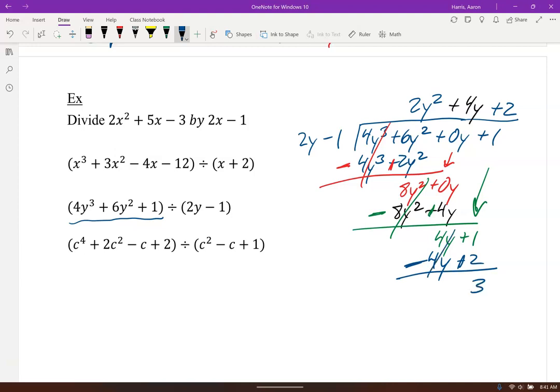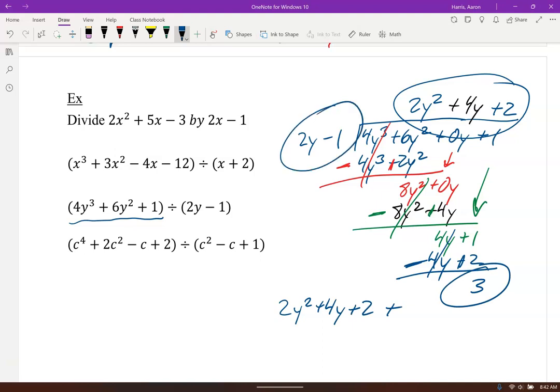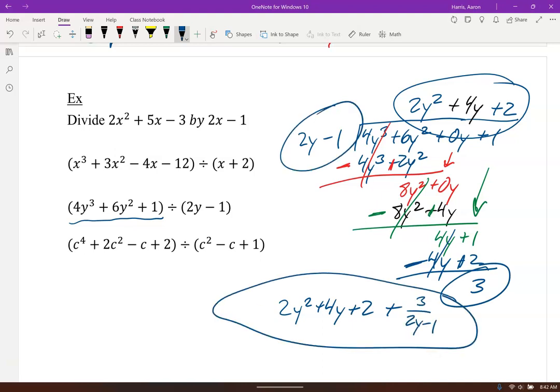There's our remainder. So our answer is the quotient plus remainder over divisor. There's our full answer there: 2y squared plus 4y plus 2 plus 3 over 2y minus 1. So quotient plus remainder over divisor. Okay?